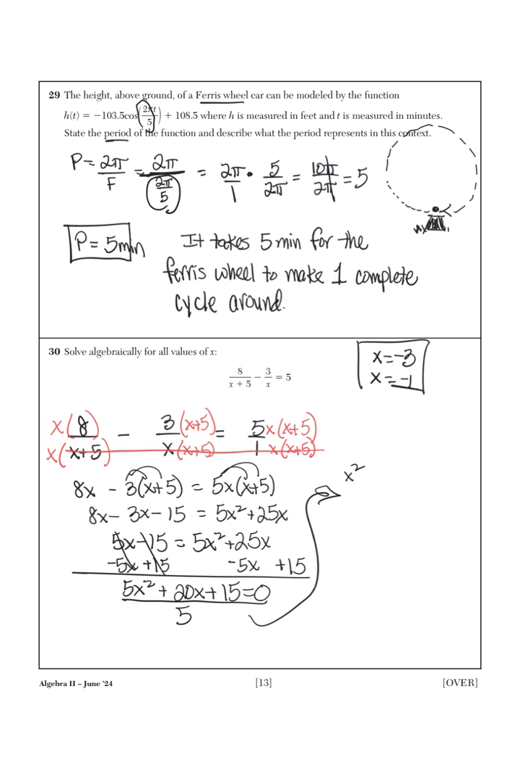5 divided into 20x is just plus 4x. And then 15 divided by 5 is plus 3 equals 0. Then I'm going to factor. So what adds to 4 and multiplies to 3? So that would be 3 and 1. And I need a positive 4 when I add. So both those signs are going to be positive.